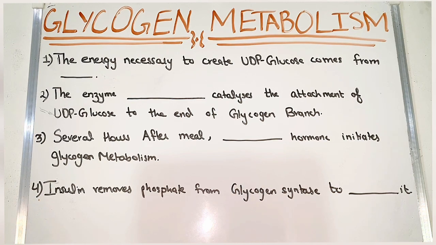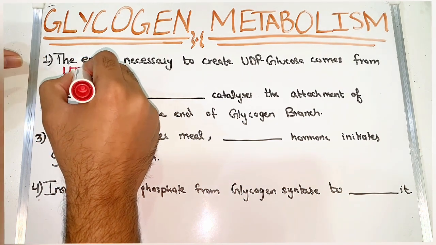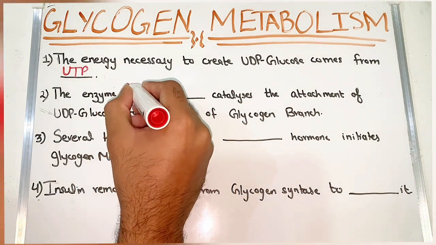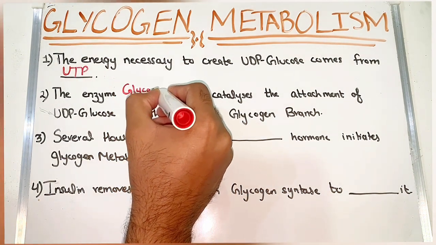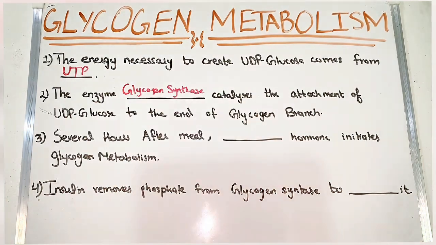The energy necessary to create UDP glucose. As we know, the energy molecule used in glycogen metabolism to make UDP glucose is UTP. The second question is the enzyme used in glycogen metabolism to catalyze the attachment of UDP glucose to the glycogen branch is glycogen synthase. As we know, this is a very important enzyme which takes the glucose part from UDP and attaches it to the glycogen branch.